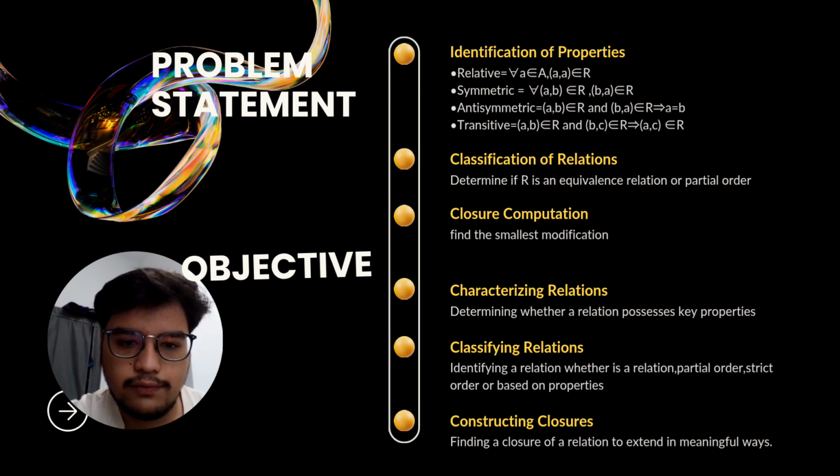Next, we move to the objective. Firstly, we have characterizing relation, to determine whether a relation possesses key properties such as reflexivity, symmetry, transitivity, and antisymmetry. Next is classification of relation, to identify whether a relation is an equivalence relation, a partial order, or a strict order based on its properties. Lastly, constructing closure is finding the reflexive, symmetric, or transitive closure of a relation to extend it in a meaningful way.